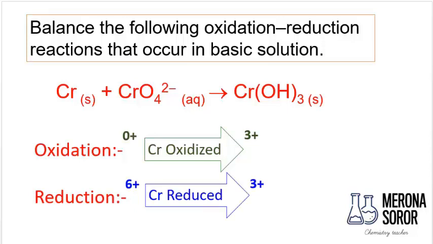In front of you, the solid Cr atom changes from oxidation state 0 to oxidation state 3 positive, so Cr in this species is oxidized. In the other species, chromium changes from oxidation state 6 positive to oxidation state 3 positive, so it is reduced.